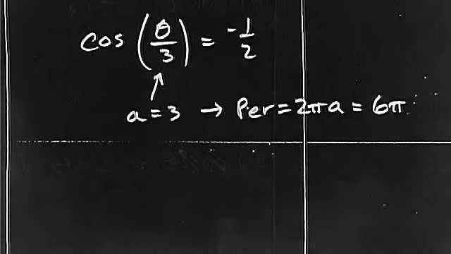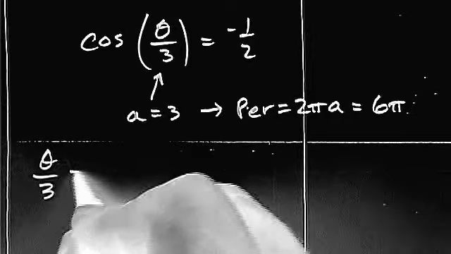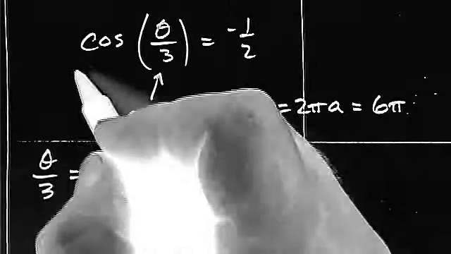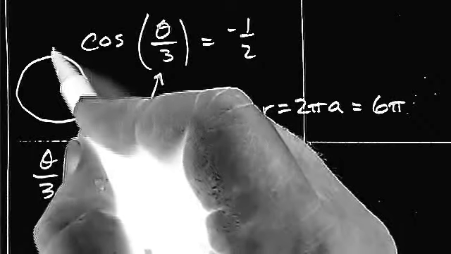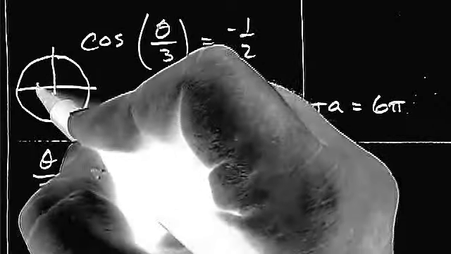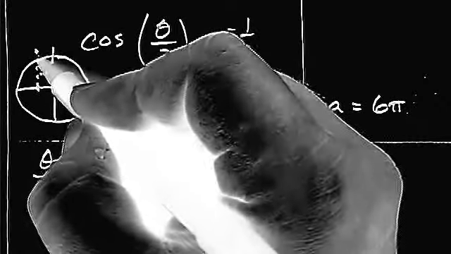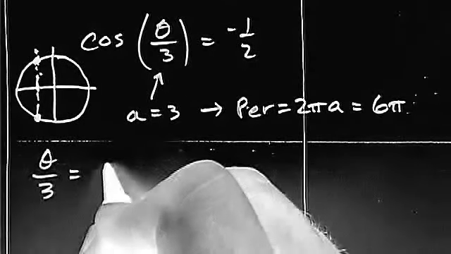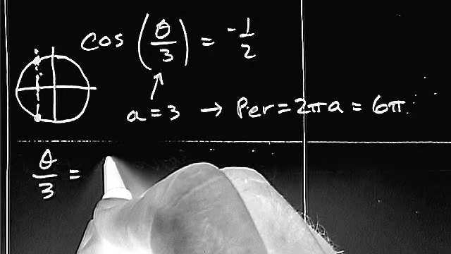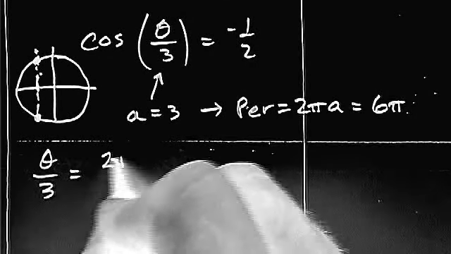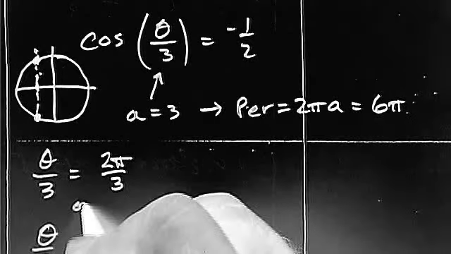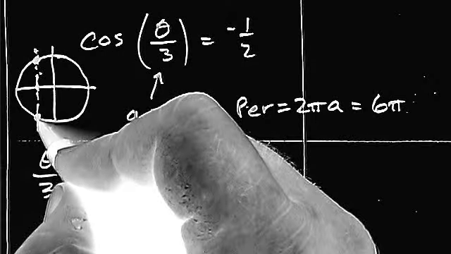Now, if you invert the cosine, right, theta over 3, and you try to think in terms of values on the unit circle that have an x value at negative 1/2, you're going to cross 2 spots on the circle from 0 to 2 pi. And those two locations would be 2 pi over 3 or 4 pi over 3.